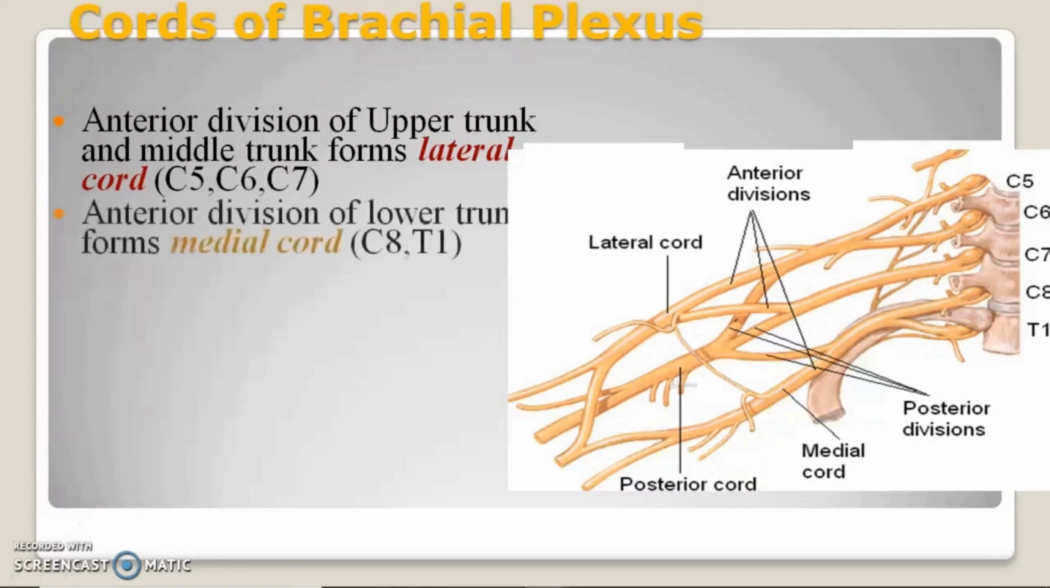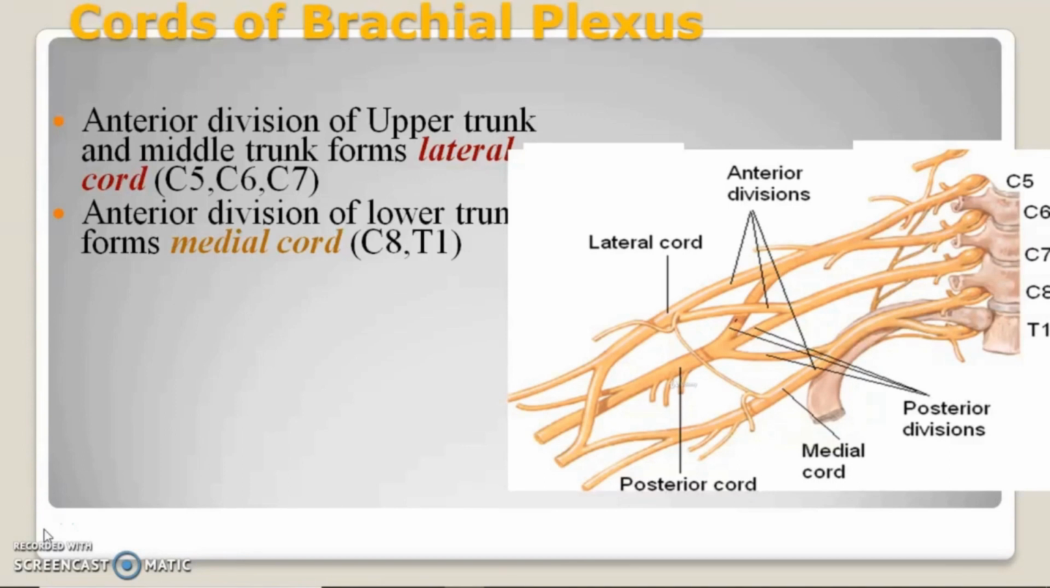Now we are going to see about the medial chord. This medial chord is formed by only the anterior division of lower trunk. In this picture, in the lower part, this is the anterior division of lower trunk. This anterior division alone goes to form the medial chord of brachial plexus, and so it has 2 spinal nerves, that is C8 and T1 spinal fibers. So about lateral and medial chord you people may be clear.